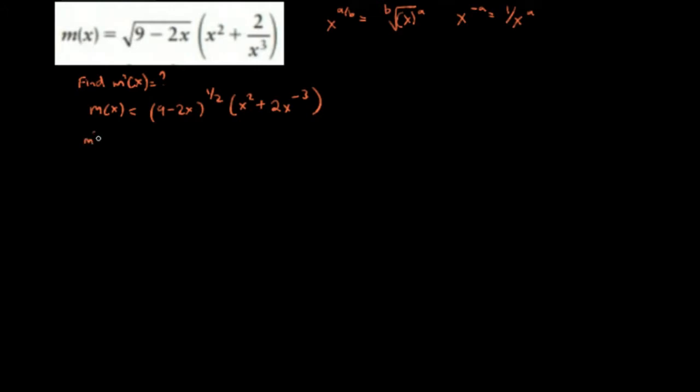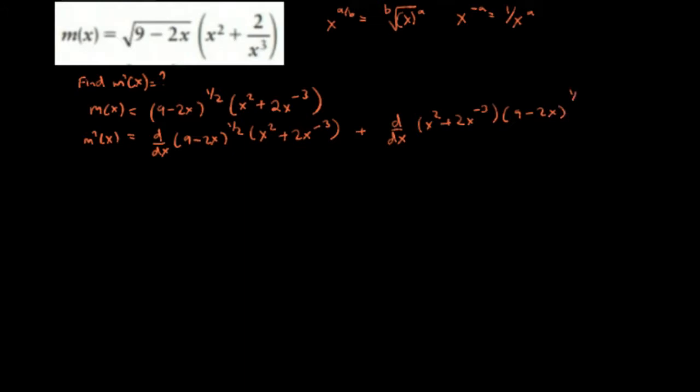Now what we want to do here is find the derivative function m prime of x. I'm going to do the derivative of my factor to the left here, 9 minus 2x to the power 1/2, times x squared plus 2x to the power -3, plus the derivative of x squared plus 2x to the power -3 times 9 minus 2x to the power 1/2. Okay, and then we're going to simplify this out.